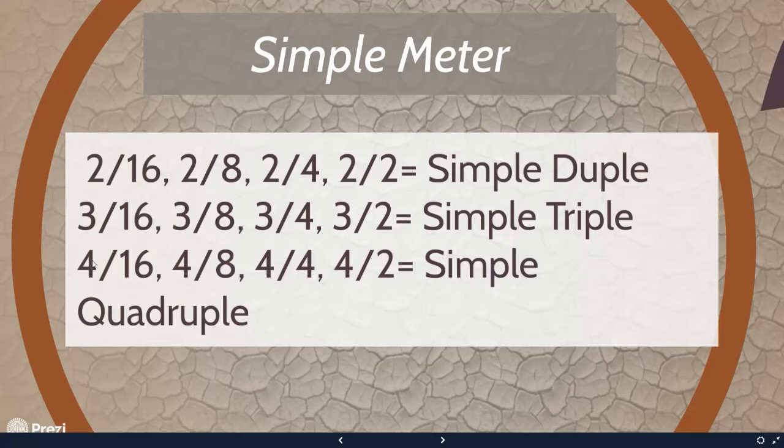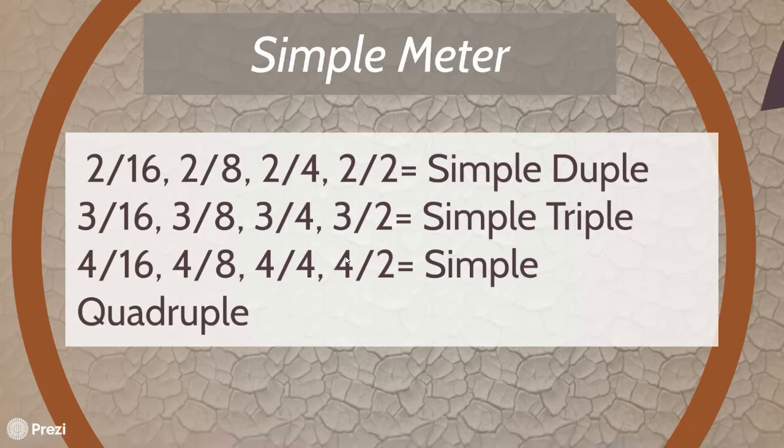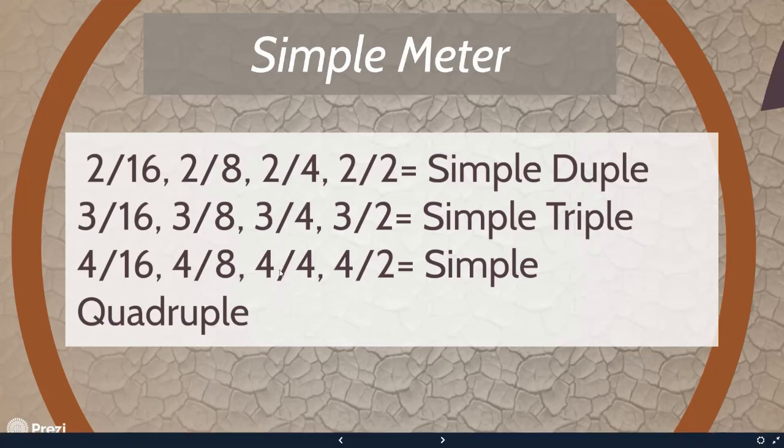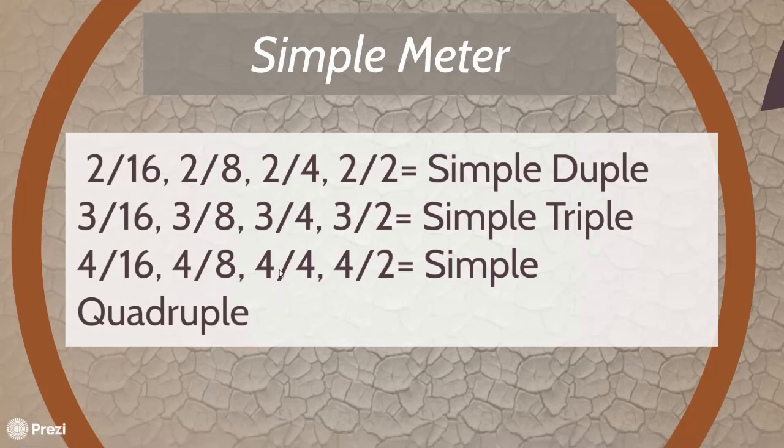So simple quadruple, which you have 4/16, 4/8, 4/4, 4/2. Again, these are cut time right here. You're just changing how many beats are in the measure. 4/4, we know that one. 1 and 2 and 3 and 4 and 1 and 2 and 3 and 4. Okay, so that's simple. So simple, 2, 3, 4 on top.